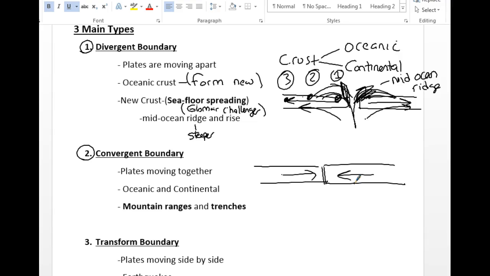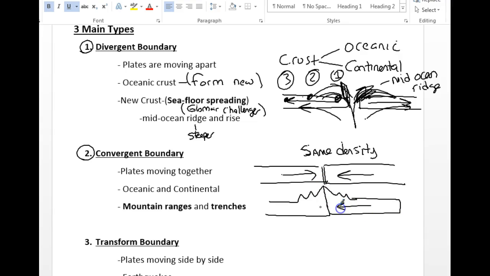They form mountain ranges when they're the same density. They're equal. So when these come together, if they're the equal density, equal strength, then when they hit, they're going to kind of deform, and then they're going to kind of crumple up as they continue to come together, and you're going to see mountain chains formed, right? And that's where they're the same.